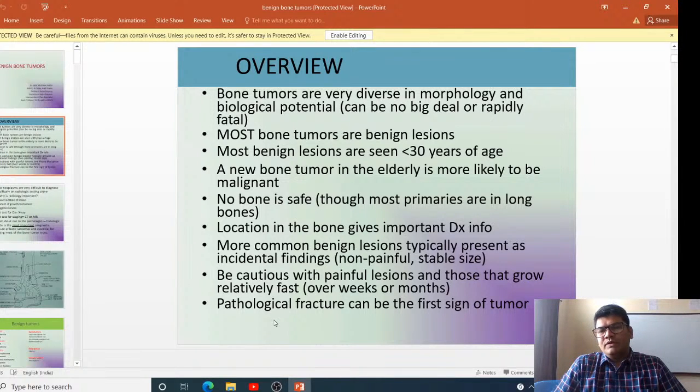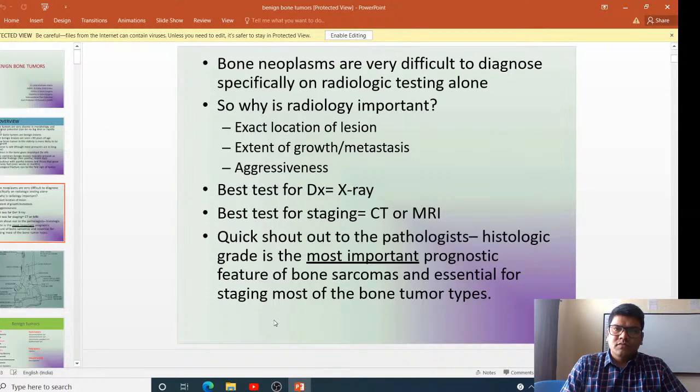The location in the bone depends upon diagnostic information. More common benign lesions typically present as incidental findings. Pathological fracture can also be a first sign of a tumor. Bone neoplasms are very difficult to diagnose specifically based on radiological testing.